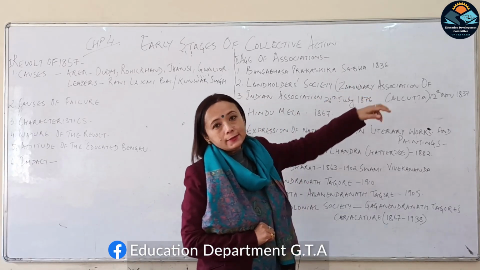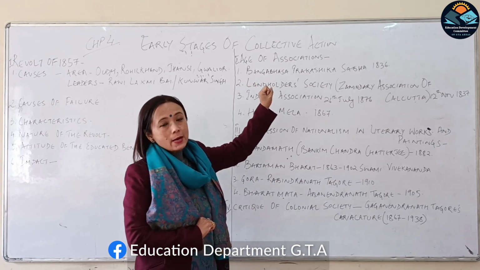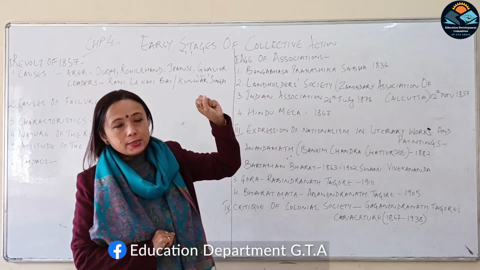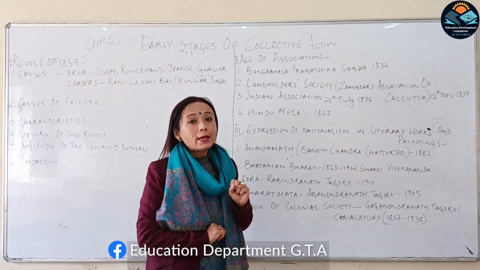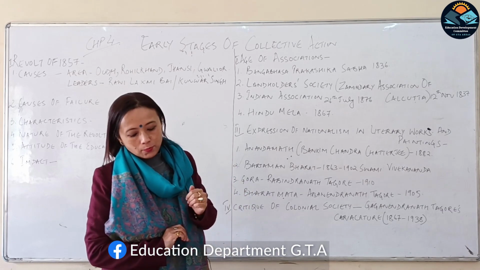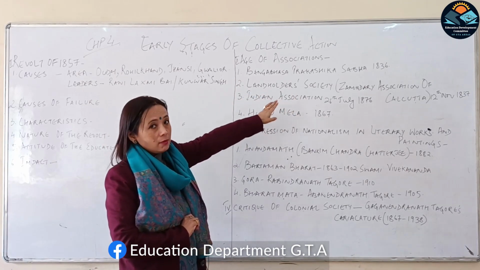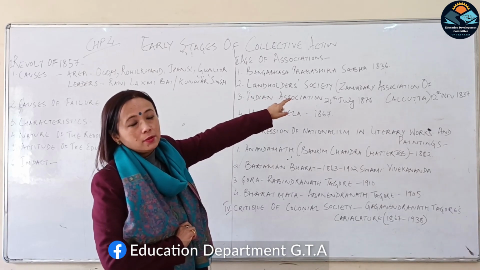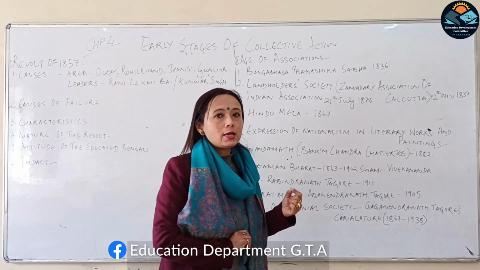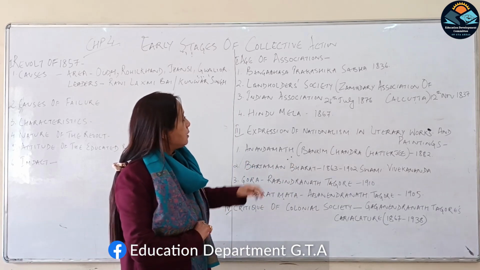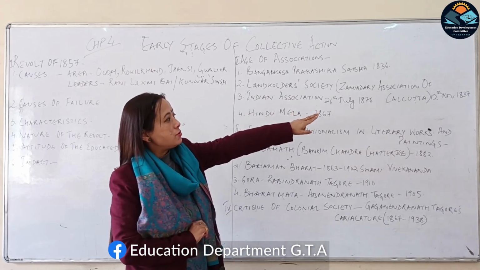1836. Now, the Banga Bhasa Prakashika Sabha discussed matters which adversely affected the country, like the tax system. Now, despite all its efforts, the Banga Bhasha Prakashika Sabha failed. Even then, it paved the way for the formation of other political associations in India in future. Next, we shall talk about the Landholders Society or the Zamindari Association of Calcutta.